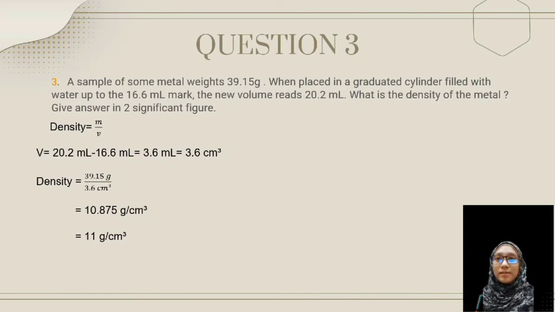So we can find the density from mass over volume, which is 39.15 grams over 3.6 cubic centimeters. We get 10.875 grams per cubic centimeter. So we round off to two significant figures and we get 11 grams per cubic centimeter.